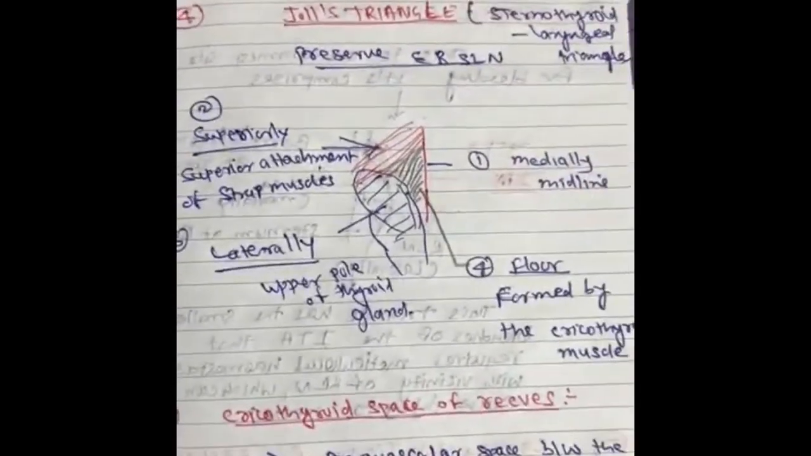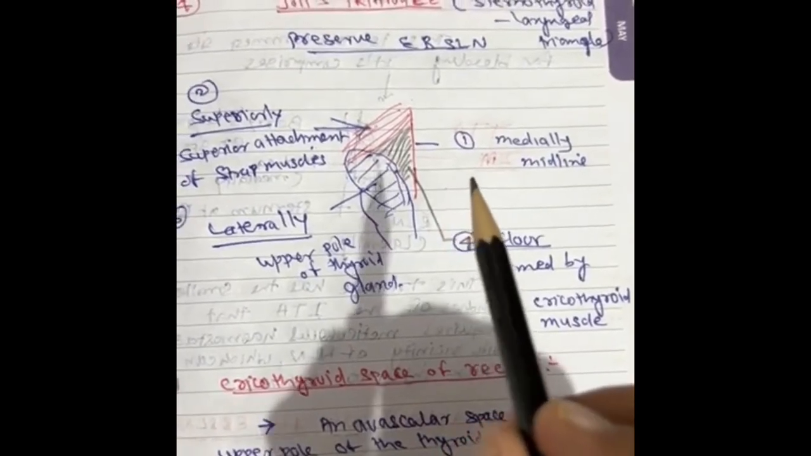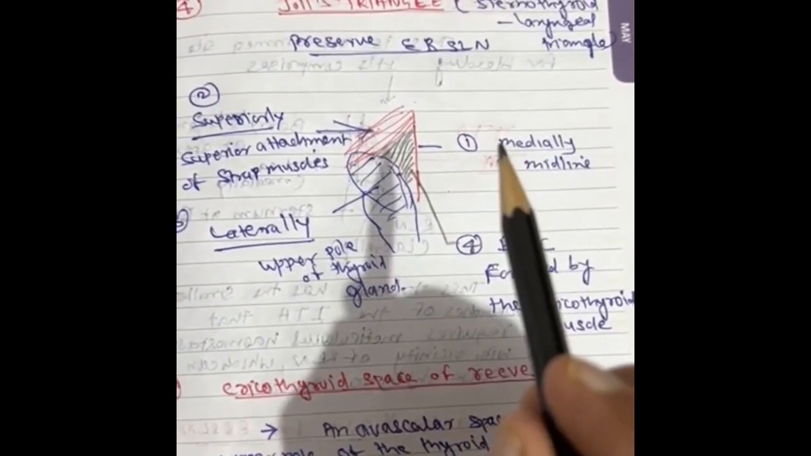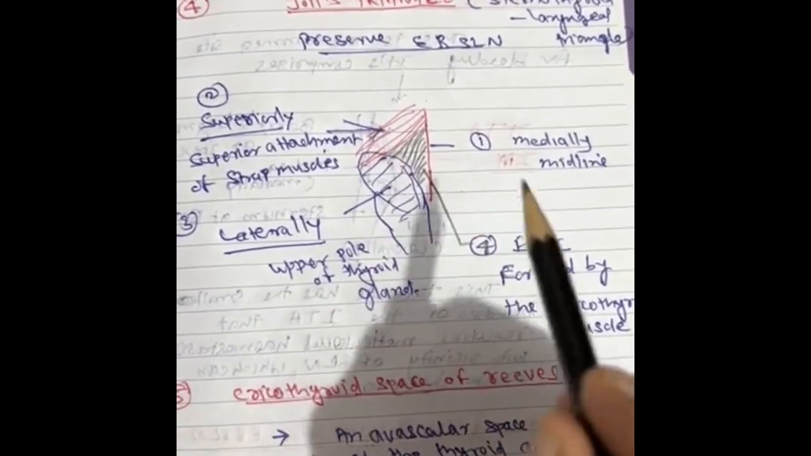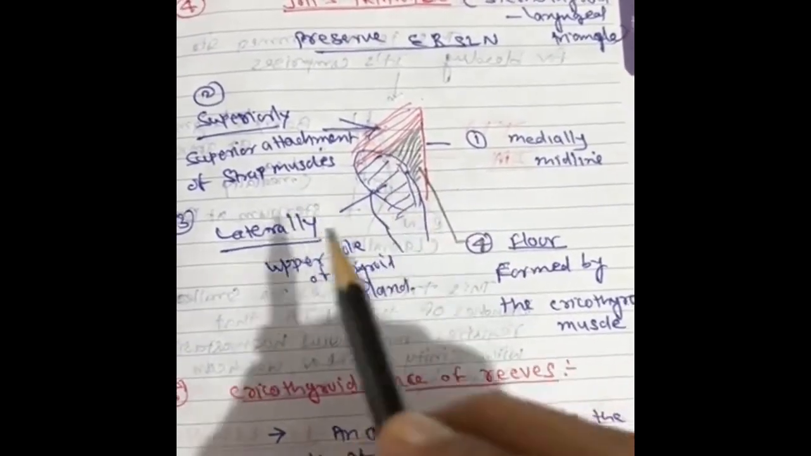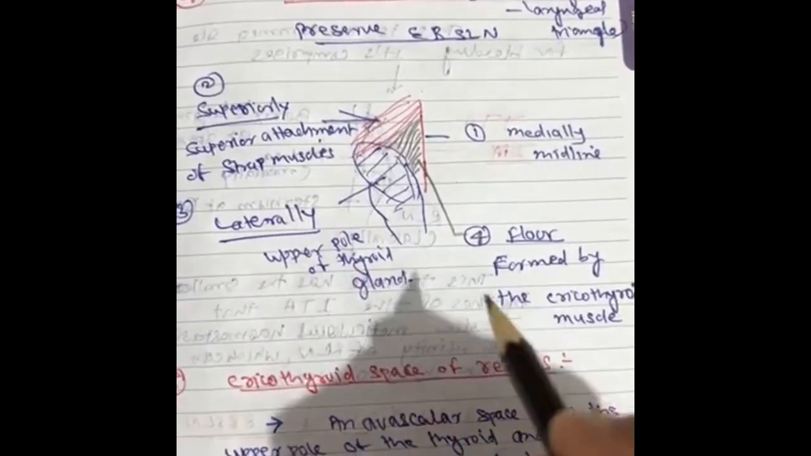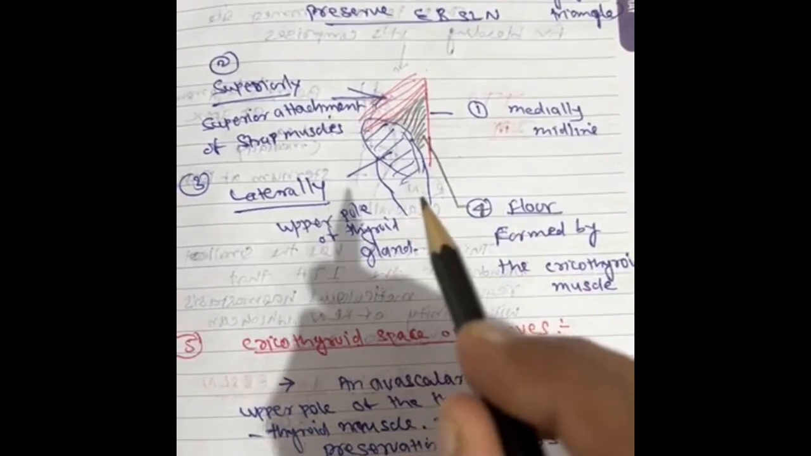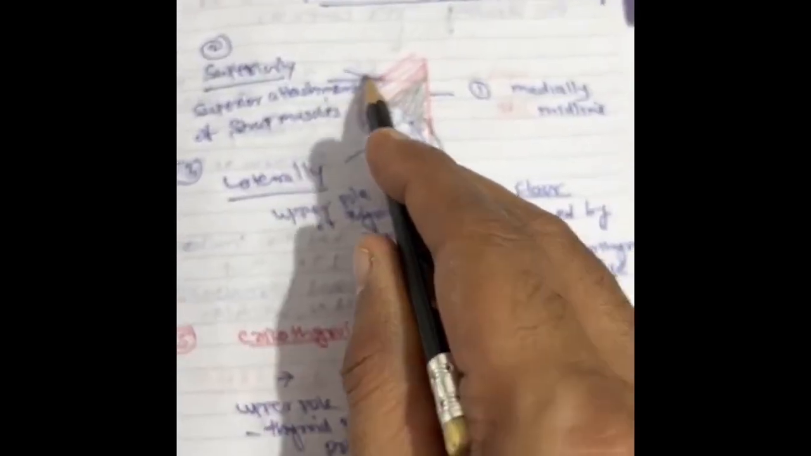The fourth triangle is called Joel's triangle. This is for the external branch of the superior laryngeal nerve. It is also called the sternothyroid laryngeal triangle. It is bounded medially by the midline, superiorly by the attachment of the strap muscle, laterally by the upper pole of the thyroid, and the floor is formed by the cricothyroid muscle. In between you can easily identify the external branch of the superior laryngeal nerve. It's coming like this.